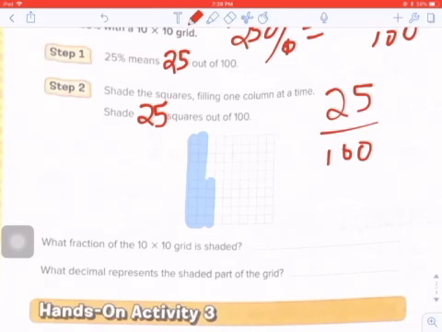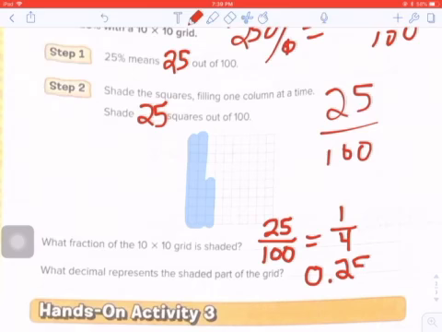It says, what fraction of the 10 by 10 grid is shaded? Well, you could answer this a few different ways. You could say 25 hundredths, since I shaded 25 out of 100. And you may also know that that is 1/4. Last it says, what decimal represents part of the shaded grid? That is going to be 25 hundredths. It's the same way we would read this fraction here. We write the decimal.